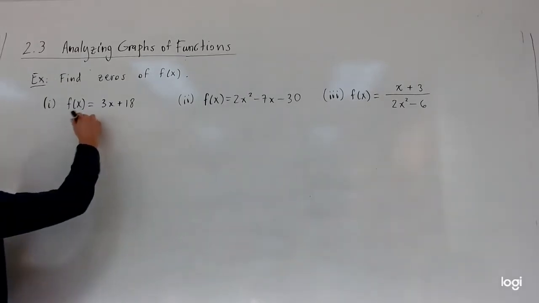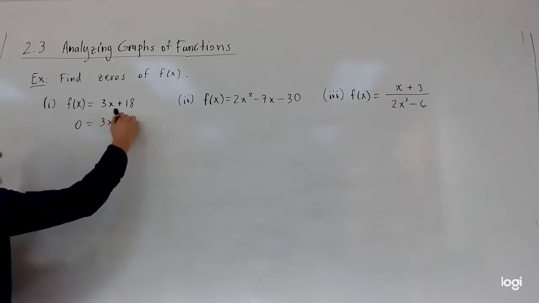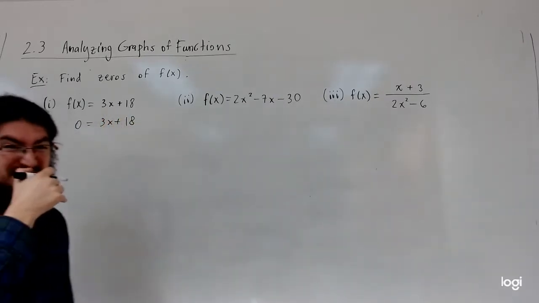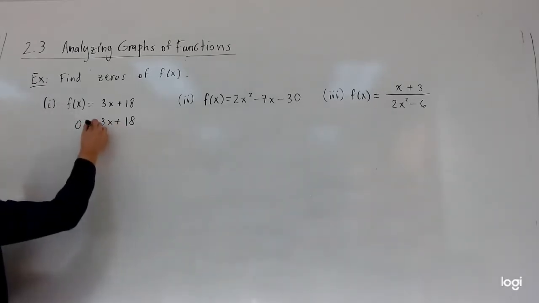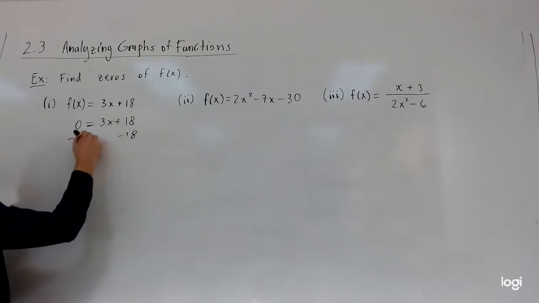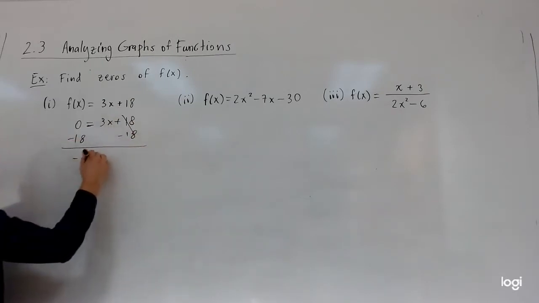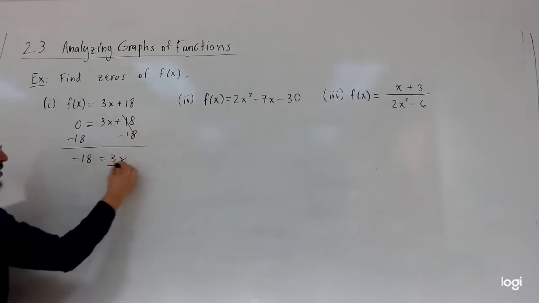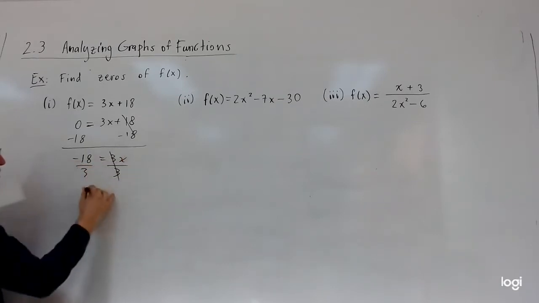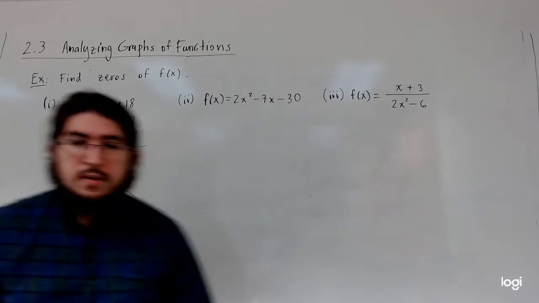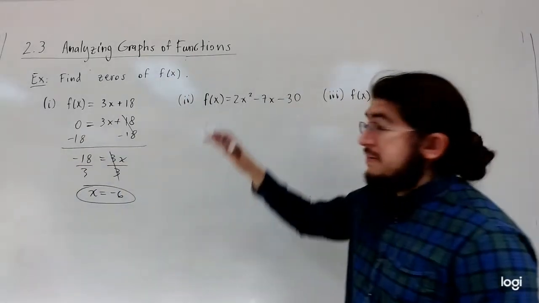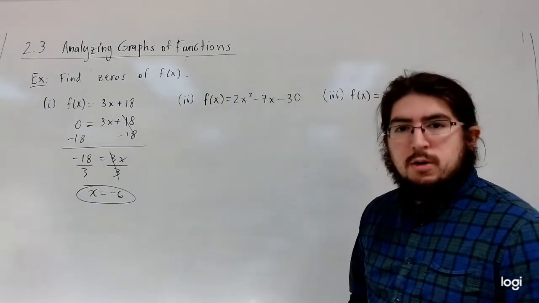So here, we want an x value such that 3x plus 18 is equal to 0. So let's see if we can do that. Subtract 18 to the other side, and then divide by 3. We get x is equal to negative 6. So this is a zero of the function, because when you plug negative 6 in, you get 0 as a result.